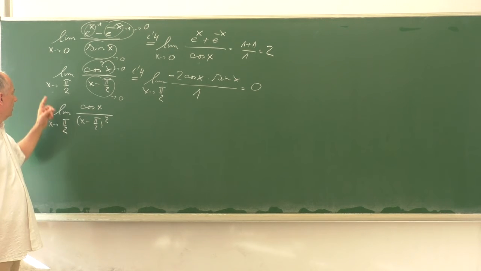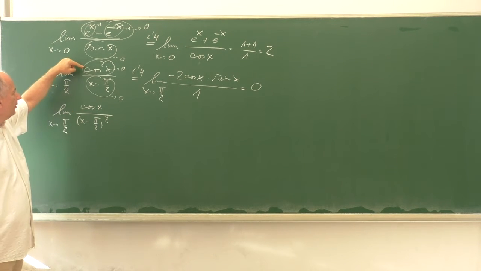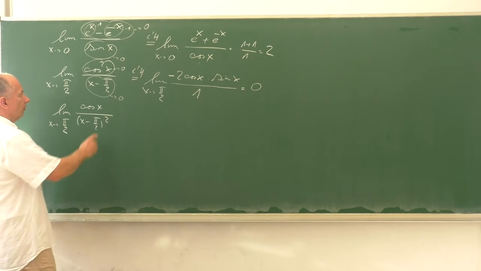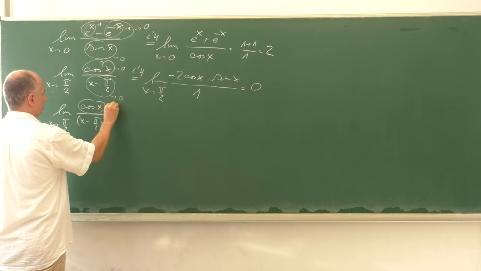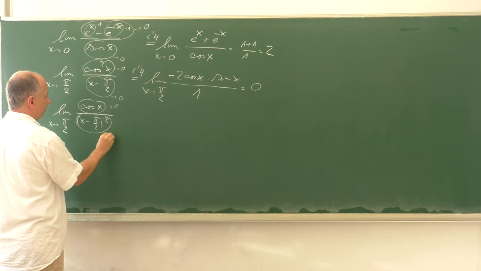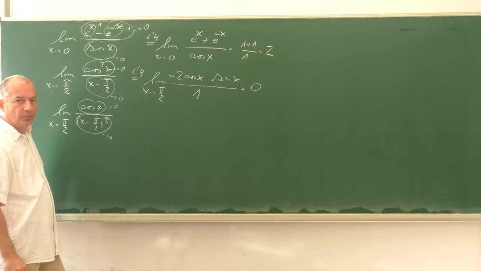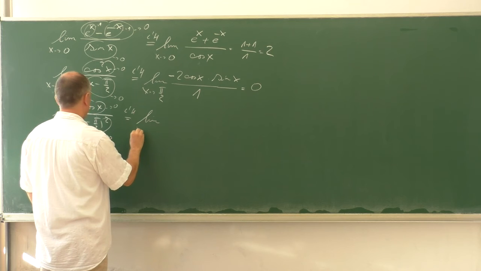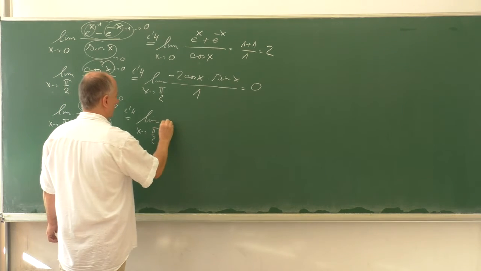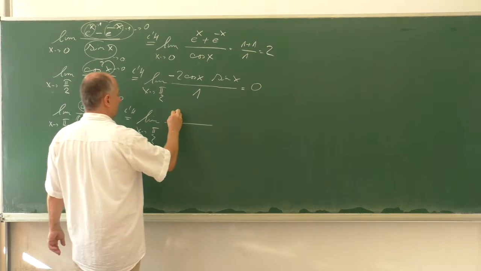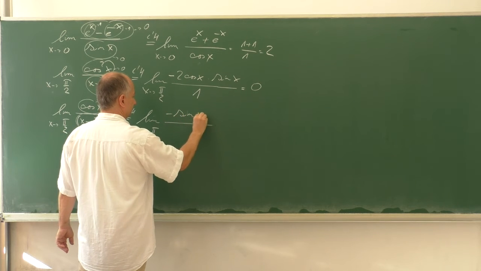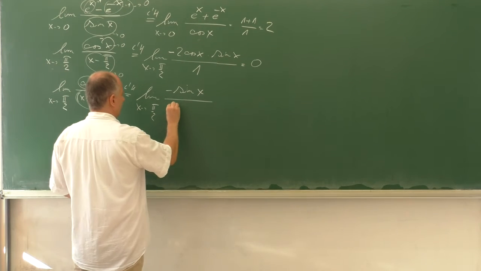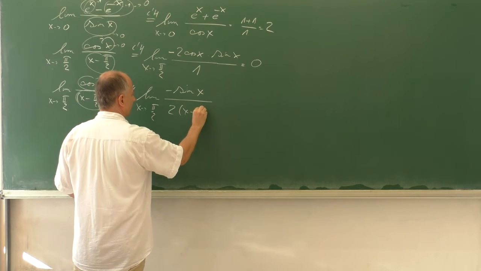And what about the next limit? X goes to pi half, this is the same. We have similar functions, but this time the square is not here but here. But for the same reasons, this goes to 0, and this goes to 0, so we can try L'Hopital's rule. Limit for x approaching pi half, fraction. The derivative of cosine alone is minus sine alone. And the derivative of the square is 2 times the bracket x minus pi half.